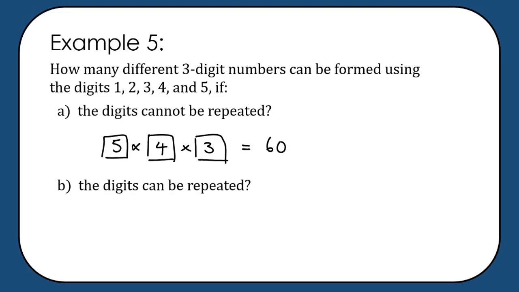If we can repeat the digits, we're going to have more options. Again we've got 3 digits in our number, we need numbers in all of them. There are going to be 5 options for each of the positions. So we're going to have 125 different numbers that can be formed if we're allowed to repeat.